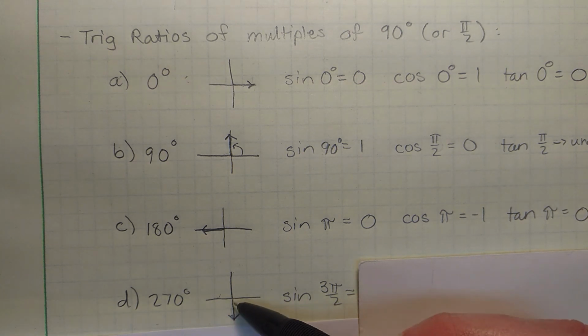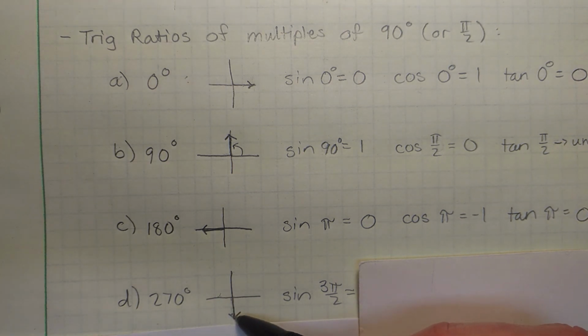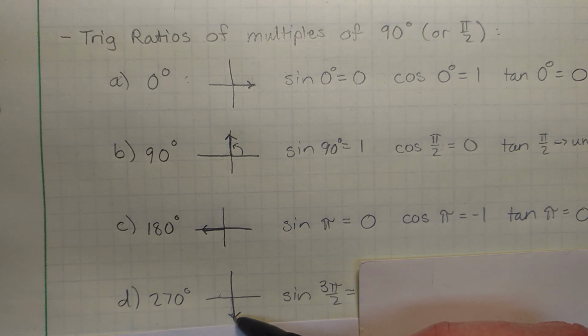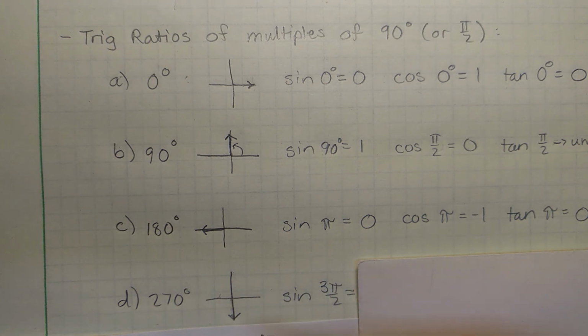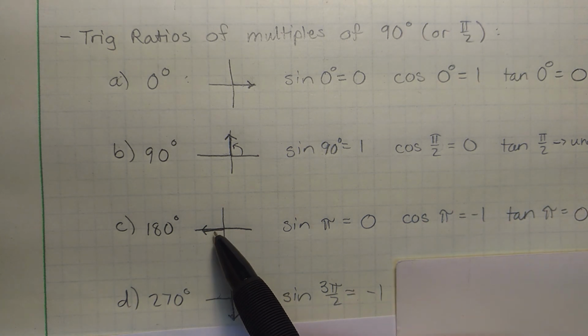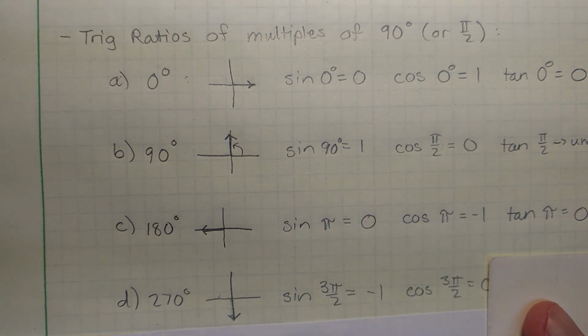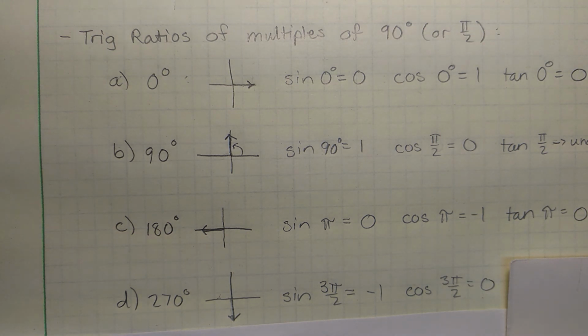So notice my opposite side, that's this side here, it's down. It's the same length as the hypotenuse. So it's going to be negative, and we're going to have the same values, so it's going to be negative 1 for the sine. And then when I look at the cosine, the adjacent is 0. There's no adjacent side there, so it's going to be 0 over whatever that hypotenuse is, so it's 0.